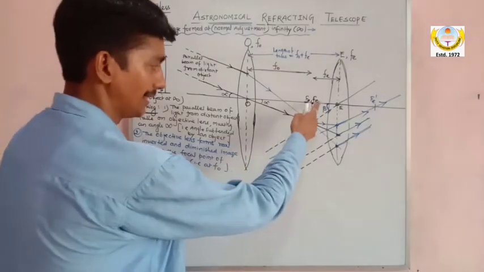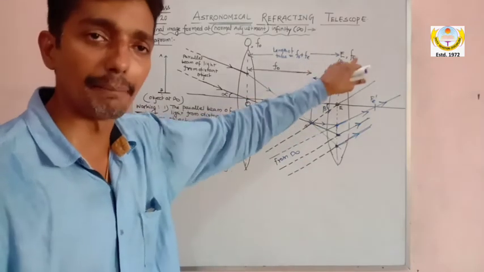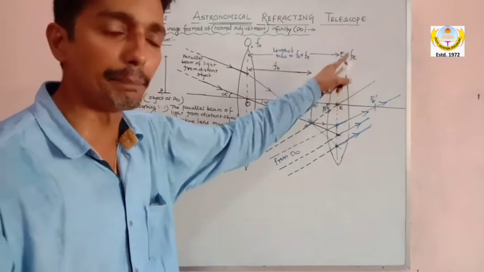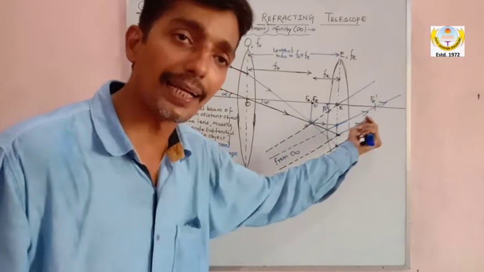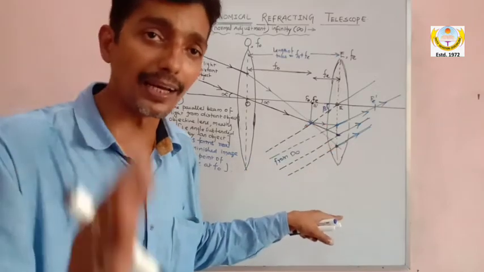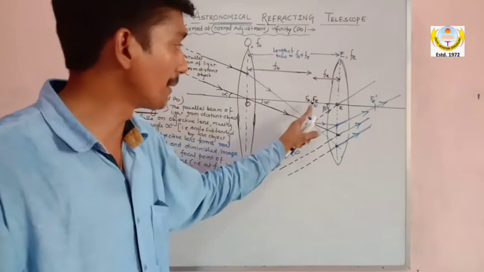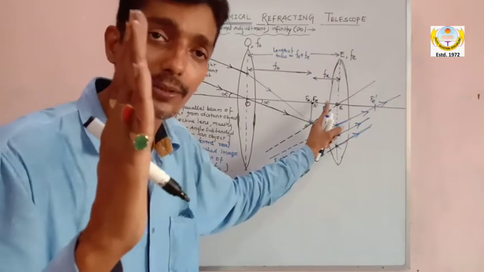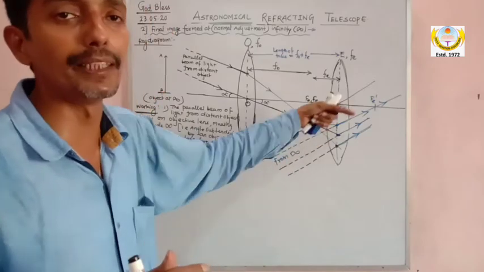This A dash B dash is the object for the eyepiece. Everybody knows. So now, my dear, if this is the object for the eyepiece, I will adjust the eyepiece. By adjusting the eyepiece, I will bring this object A dash B dash to the focal point of the eyepiece, so that the final image by the eyepiece is formed at infinity.